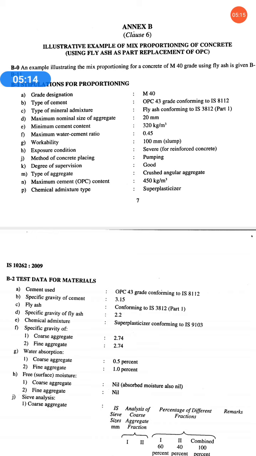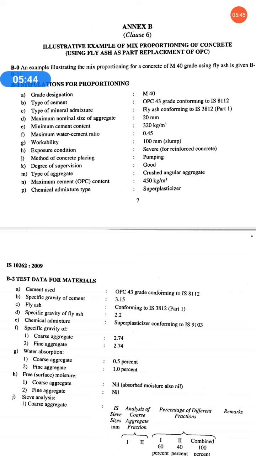See, an example illustrating the mix proportion for a concrete of M40 grade. Since you are designing this concrete, it will have a minimum strength of M40. So M40 grade using fly ash. Then the stipulations for proportioning will be given in the question only. In the exam, these specifications will already be given to you in the question.